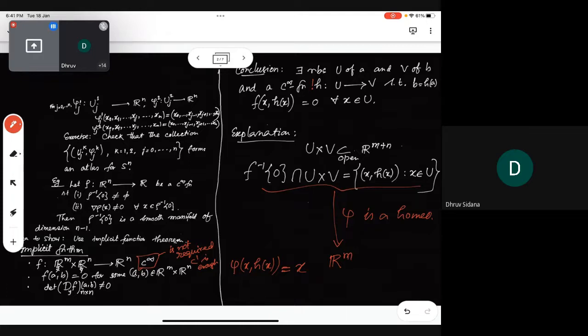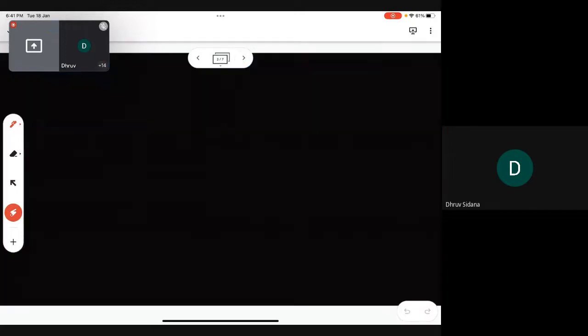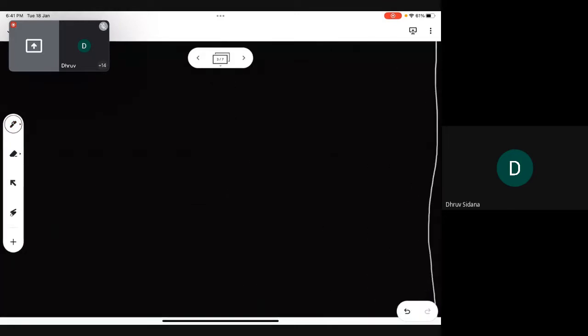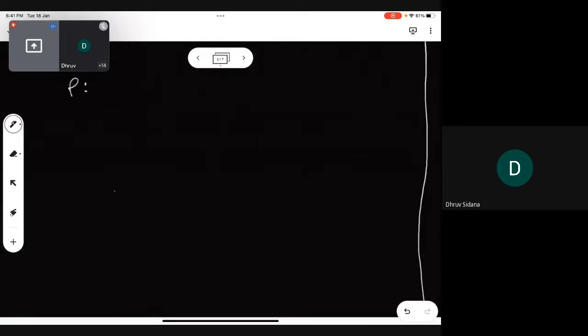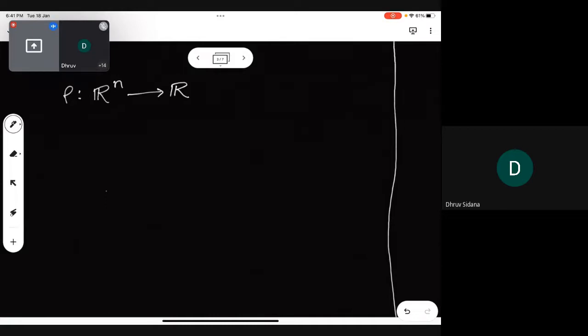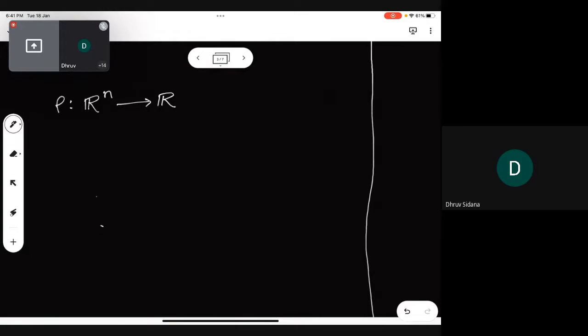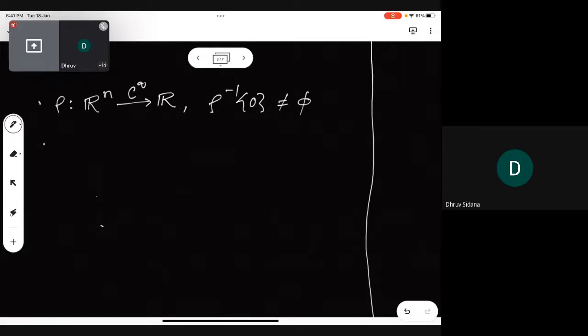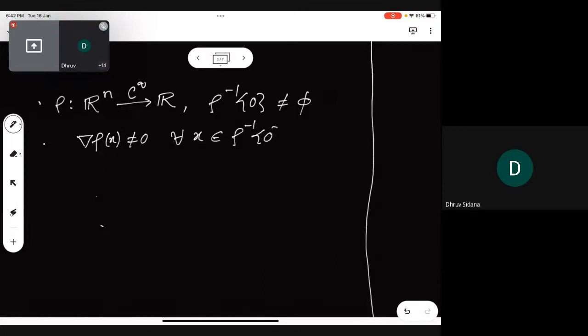Now let's look at this example, as I mentioned, looking at a single function, not more than one. So rho was a function from R^n to R, and the condition was: rho is C infinity, rho inverse 0 is not equal to empty, and gradient of rho at x is non-zero for all x in rho inverse 0. This was the condition.